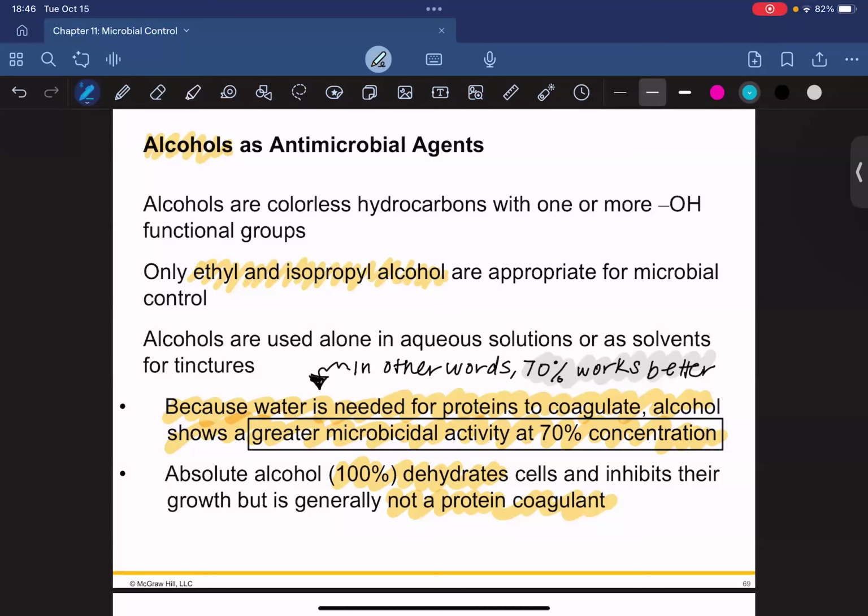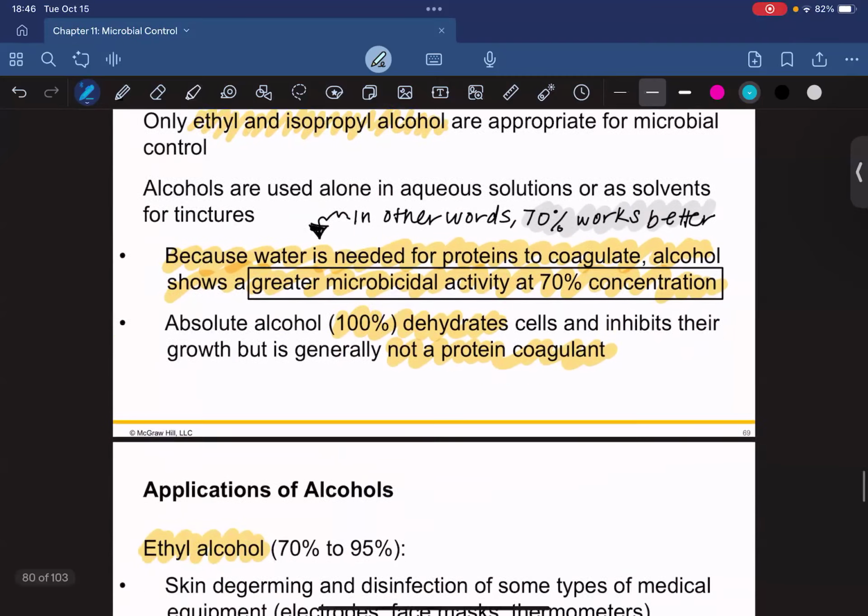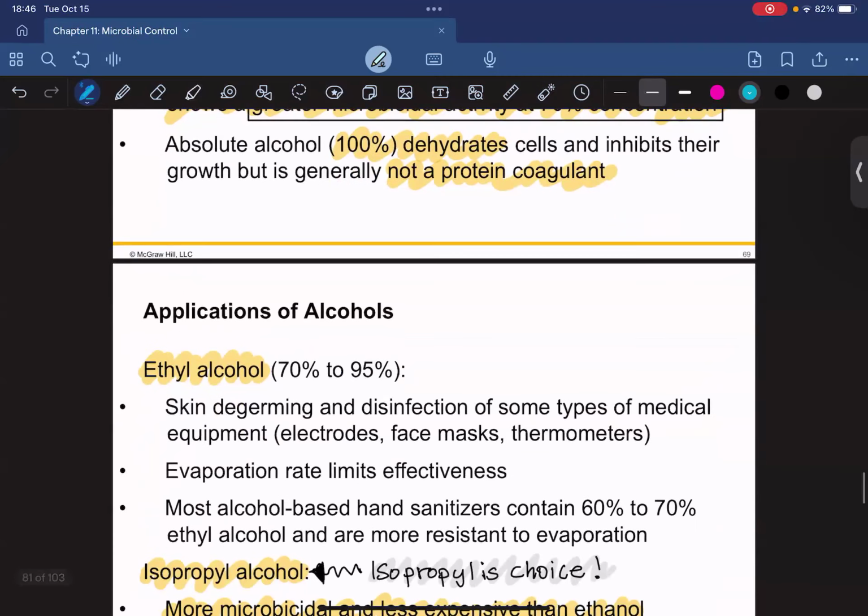But yeah, it was called like straight up vodka. Yes, yeah. And so there's a reason why they pick ethanol for that too. But yes, absolute alcohol will dehydrate the cells. It has that going for it, but it isn't a protein coagulant. So typically you're going to want to reach for 70. So you guys learned a thing.